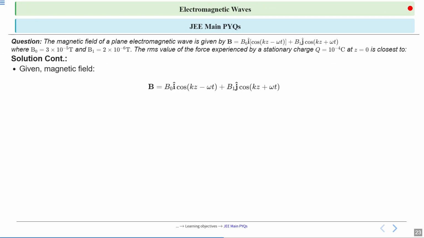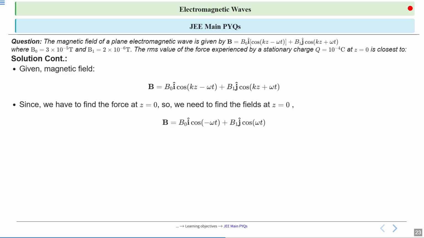So the given magnetic field is B equal to B naught i cap cos(kz minus omega t) plus B1 j cap cos(kz plus omega t). Since the question asks us to find the force at z equal to 0, we need to find the fields at z equal to 0. Means the magnetic field at z equal to 0 is producing the electric field at z equal to 0. So we will reduce this formula for z equal to 0. After putting z equal to 0, B will be equal to B naught i cap cos(minus omega t) plus B1 j cap cos(omega t).